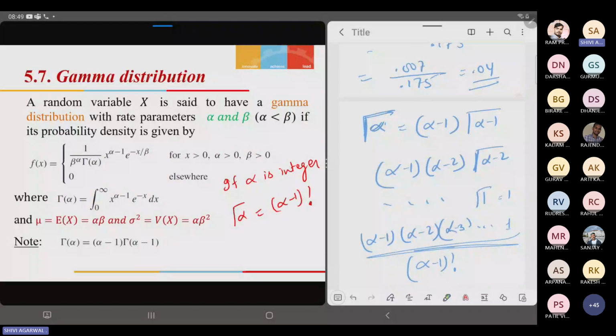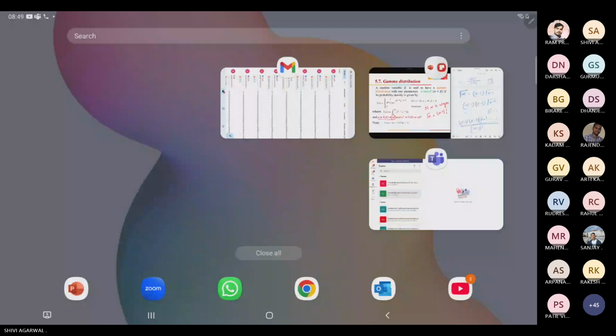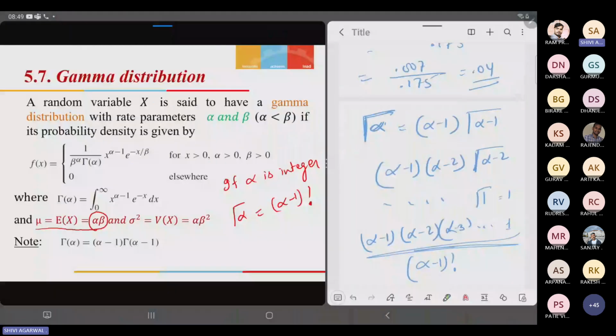Okay, I believe that everyone knows about the factorial, that we have to multiply alpha minus 1, alpha minus 2, alpha minus 3, up to the initial point, that is 1 here. So that concept we are using here. The expected value of x is equal to alpha beta, and the variance is equal to alpha beta square here.